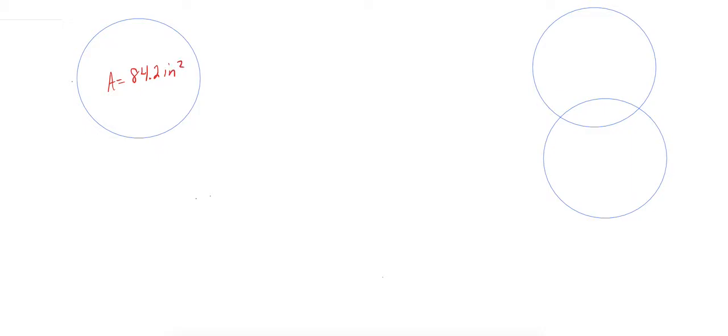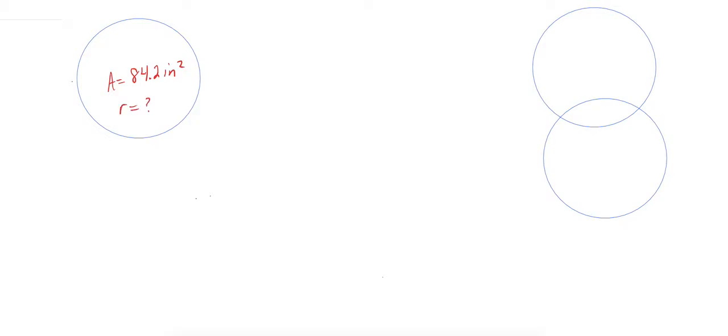All right. So let's say I give you a circle here, and let's say I tell you the area is equal to, I don't know, 84.2 inches squared. I want to know what's the radius.